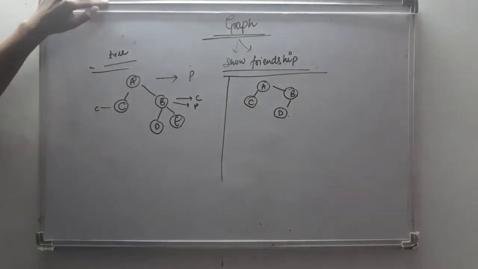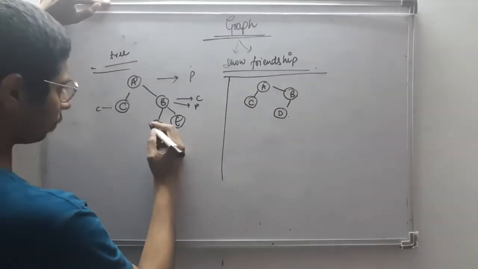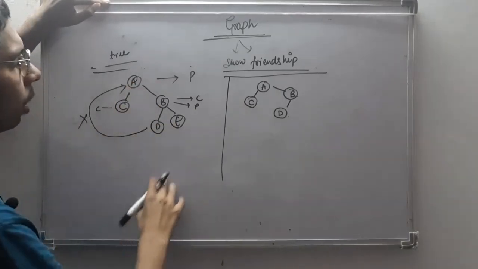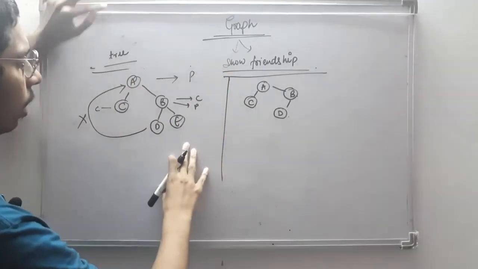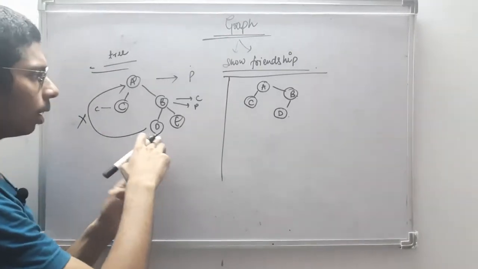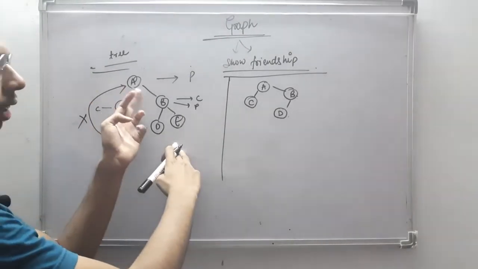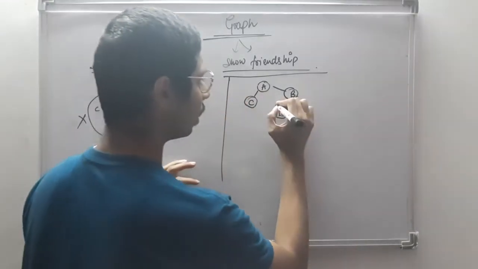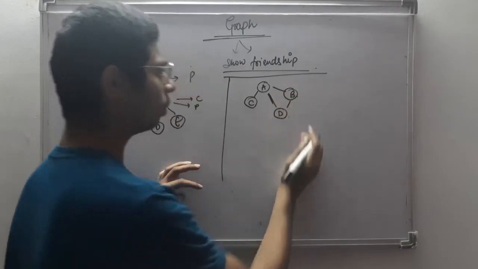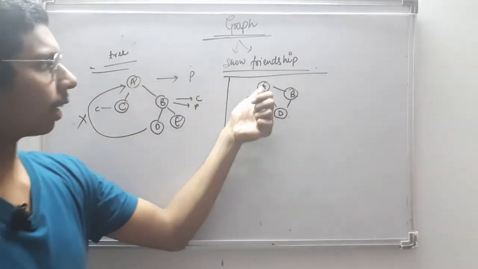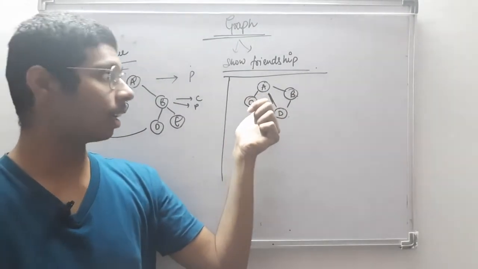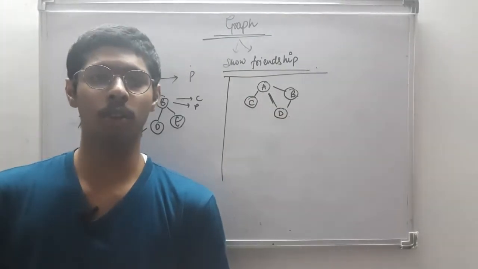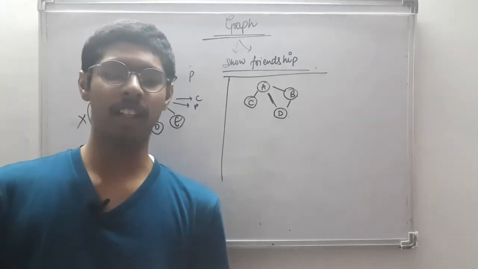So here you can see in a tree there is one problem. D cannot connect to A again because it's a parent-child relationship. D can have its own children further, but it cannot connect to A again. But this can happen in the graph. D can connect to A, because now if D is connecting to A, then D and A are friends of each other. That is why we say that a graph shows friendship and the tree is a parent-child relationship.